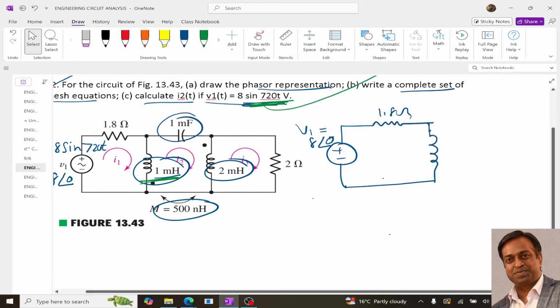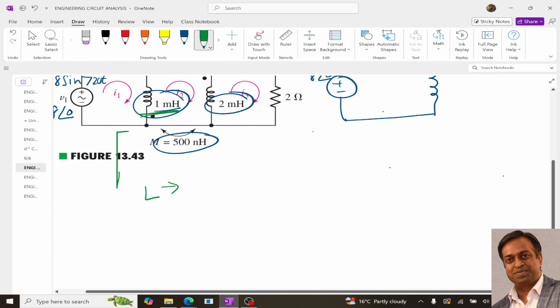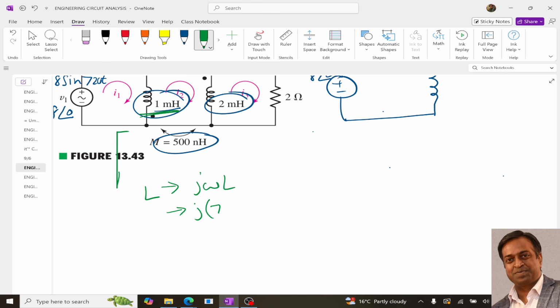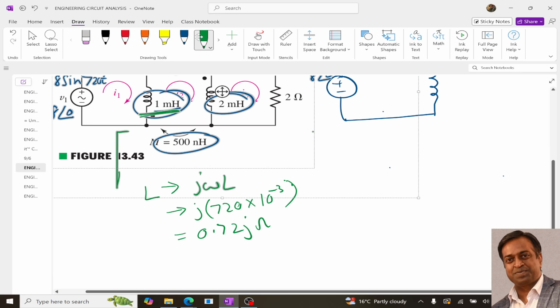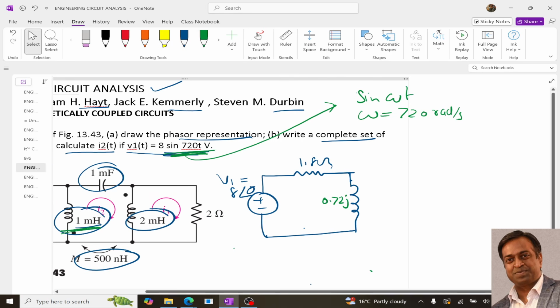Now over here the inductance is 1 millihenry. So we know the formula that for L the impedance will be j omega L. Since omega is 720, it is 720 into 1 milli, so it is 10 power minus 3, so it means it is 0.72 j ohms. So we put it as 0.72 j.